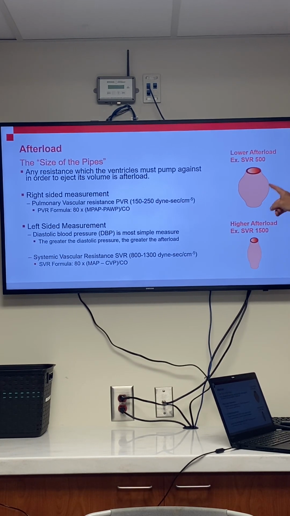So for example, maybe we do have a septic patient with really low blood pressure. If we hook them up and their SVR was 500, they're really vasodilated. Or maybe we have that older patient who has hypertension, they're a smoker, they have arteriosclerotic disease. We probably anticipate them having a much higher SVR, right? So SVR is systemic vascular resistance. We don't typically utilize these.